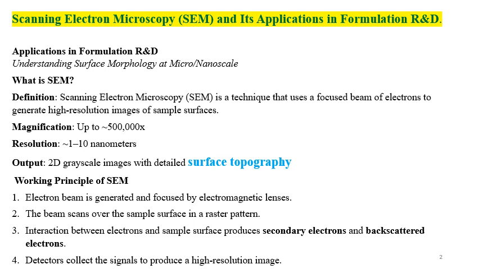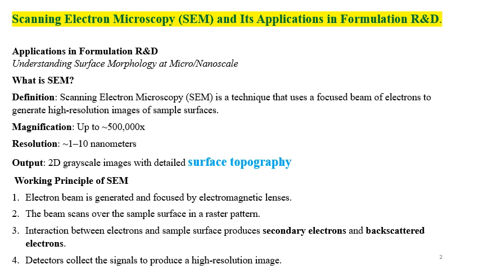Scanning electron microscopy is a technique that uses a focused beam of electrons to generate high resolution images of sample surfaces. As the name indicates, in scanning electron microscopy, the image is generated using the electron beam. It has a resolution of 1 to 10 nanometers and a much higher magnification. It provides the surface topography. The output is a 2D grayscale image with the detailed surface topography.